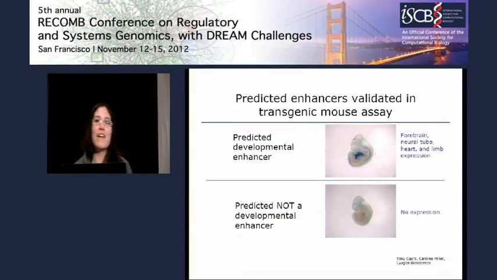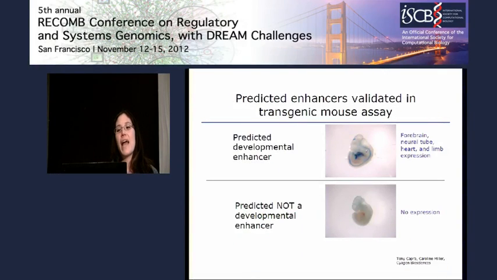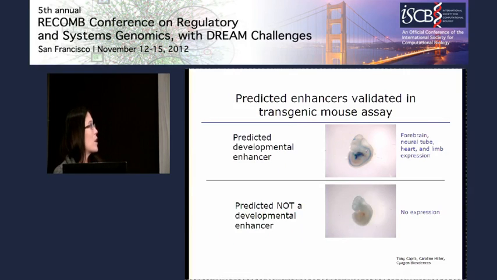We validated several of these in a transgenic mouse assay. And I'm showing you one example here of where we predicted it to be a developmental enhancer. We predicted the heart and the limb activity, and we see that we do have that heart and limb activity. We didn't test it for neural tube, or we didn't run the algorithm to look for neural tube activity, but we do indeed see a fairly complex expression pattern here.